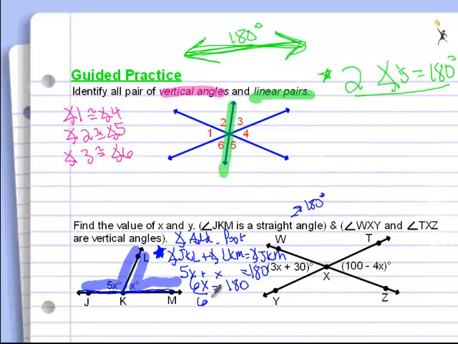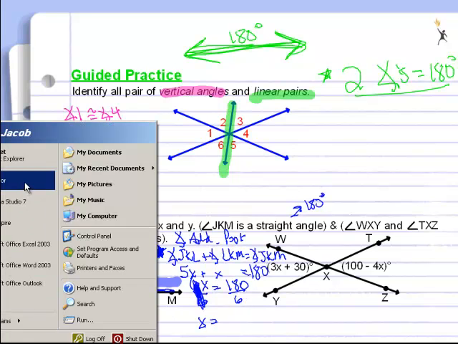So let's divide both sides by 6. Remember what we have to do. What we do to one side, we have to do to the other. When we do that, the 6's cancel out. We're left with x equals, and on this side, 180 divided by 6. Well, maybe you're not very good at that. Let's grab our calculator.